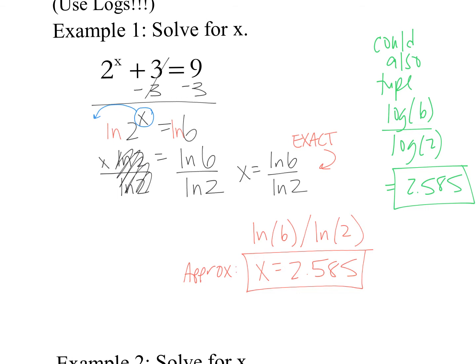I just use the ln button because selfishly it's a little bit less writing. It's one less letter that I have to write. So it's easier to write ln than it is to write log. But you could use either button in your calculator. It will give you the same decimal. Okay, just keep that in mind.